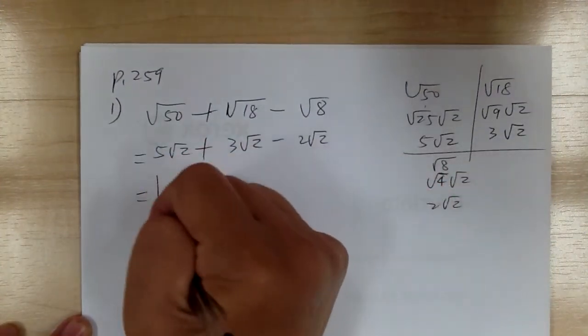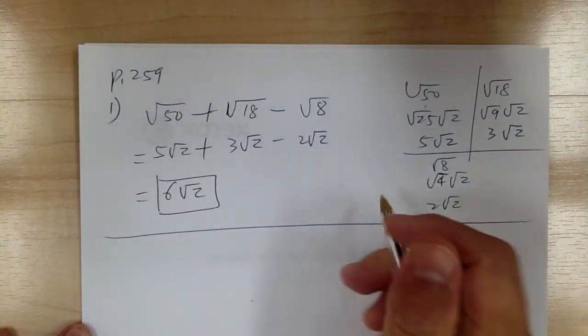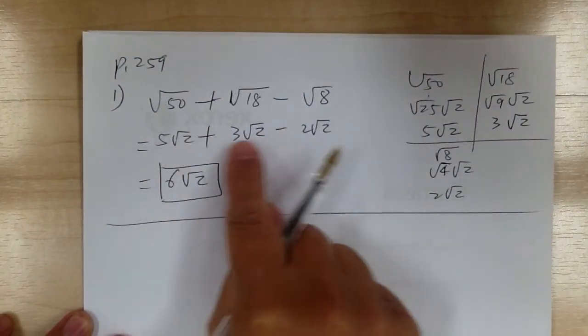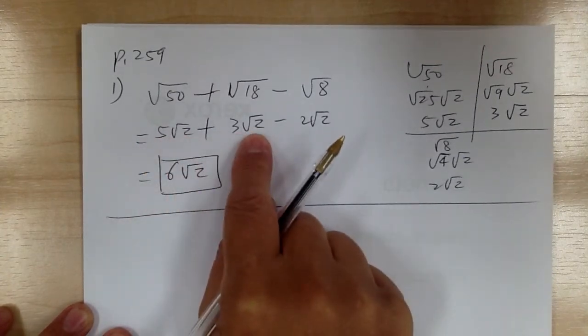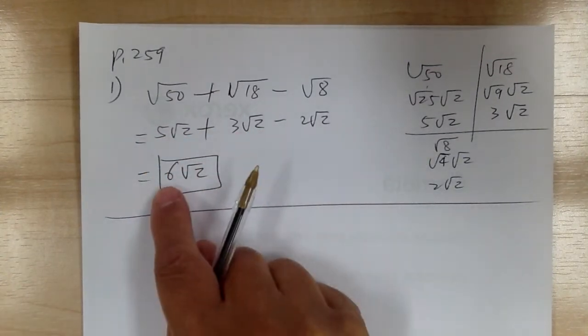Okay, and that's it. Now when you're adding the radicands, make sure you treat it like a variable. Think of it like 5x plus 3x minus 2x. That will give you 6x.